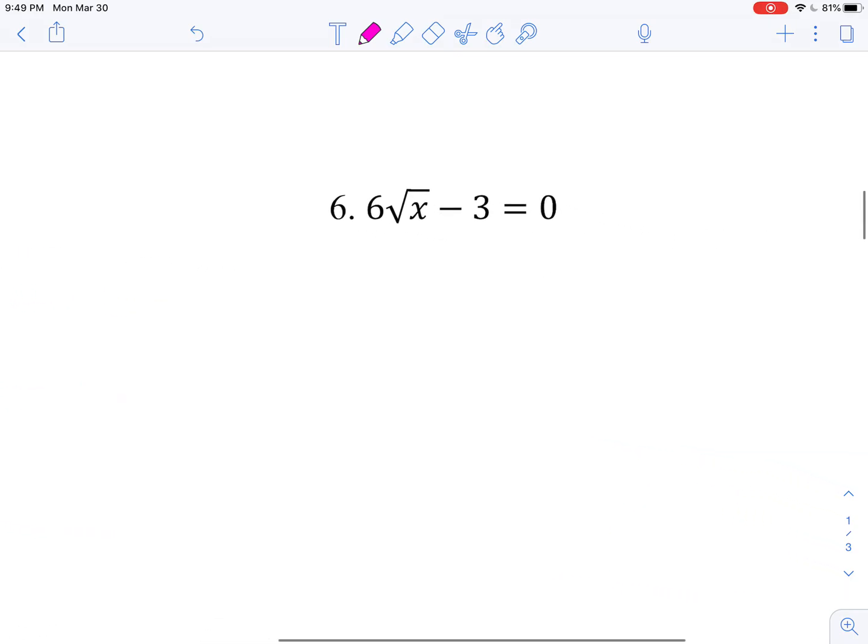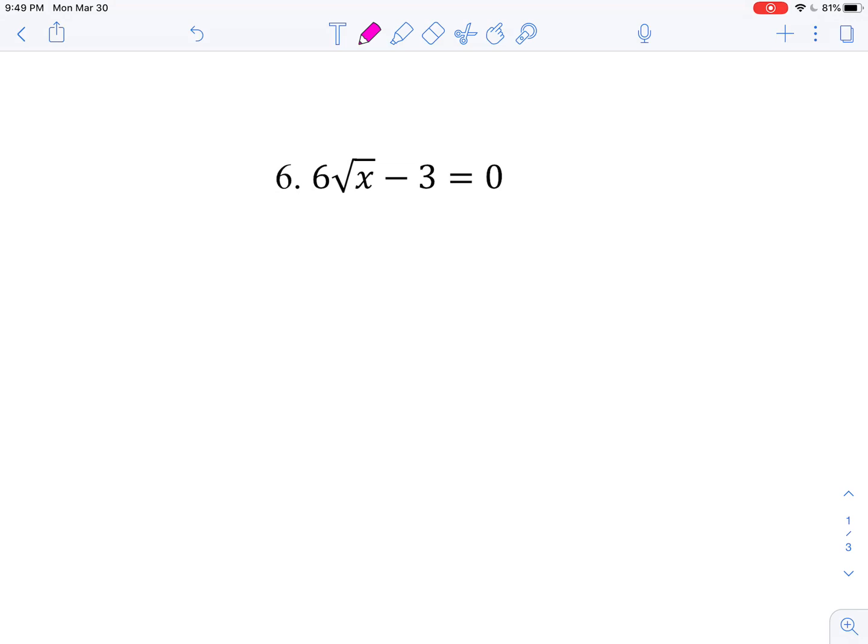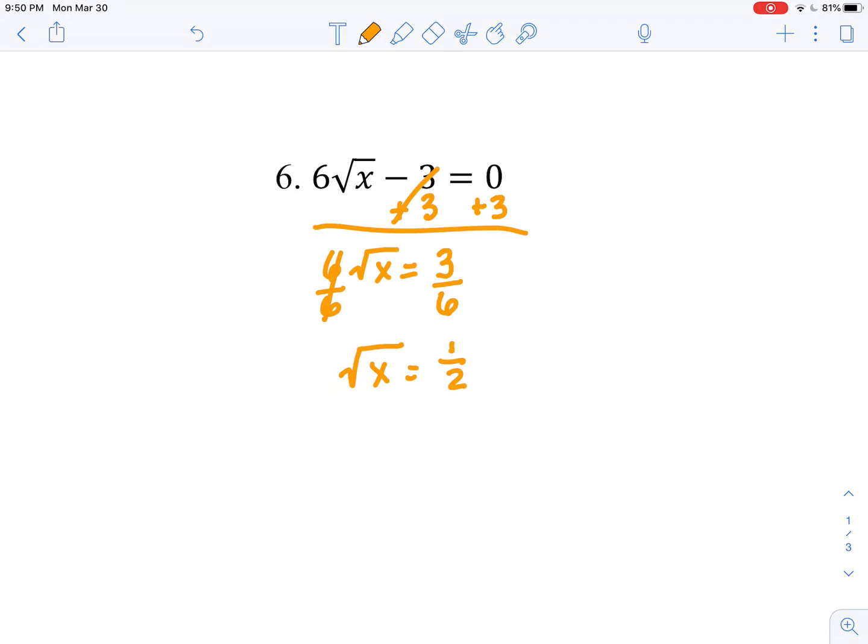In the last question, we also have to isolate the radical. We have to get the radical by itself. We're still using our opposite operations. We're still using order of operations backwards. So here we have to move both the 6 and the minus 3, but we're going to move that minus 3 first by adding 3 to both sides. So 6 times the square root of x equals 3. Divide both sides by 6. So the square root of x equals 1/2.